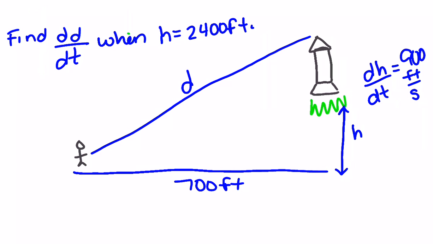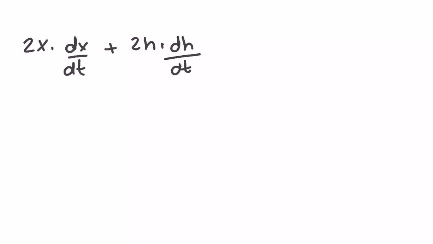So again, we needed a relationship that relates h and d, and let's call this value on the ground x. That relationship is going to be the Pythagorean theorem. So we have x squared plus h squared equals d squared. If we take the derivative of that, we have 2x times dx over dt plus 2h times dh over dt, and that's going to equal 2d times dd over dt.